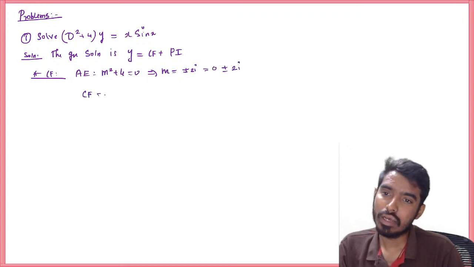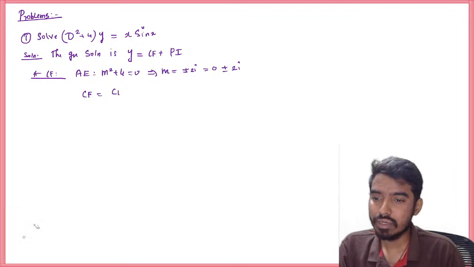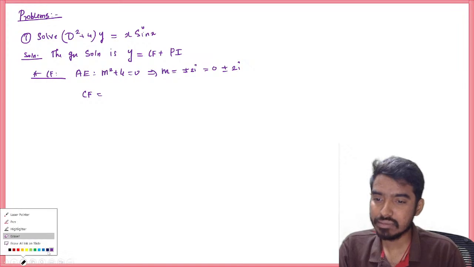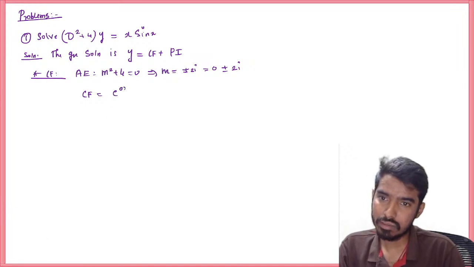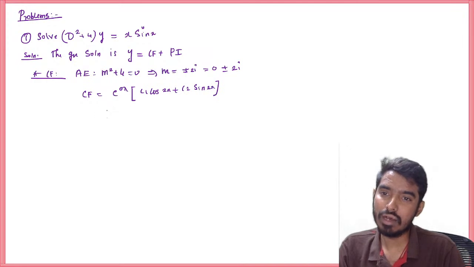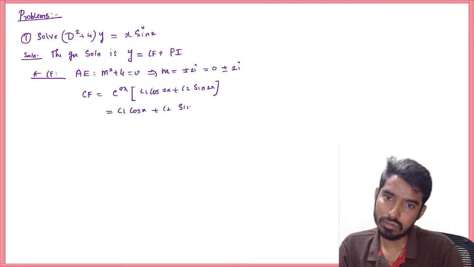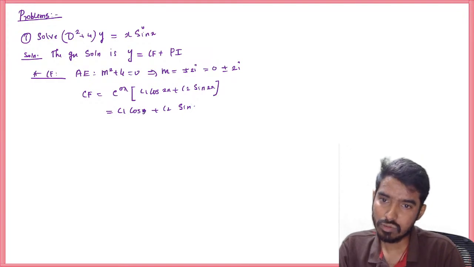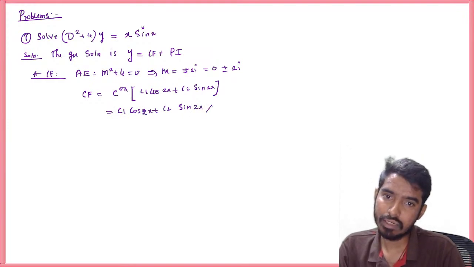Therefore your CF is e power alpha x into c1 cos beta x plus c2 sin beta x. So e power 0x into c1 cos 2x plus c2 sin 2x. This is your CF.